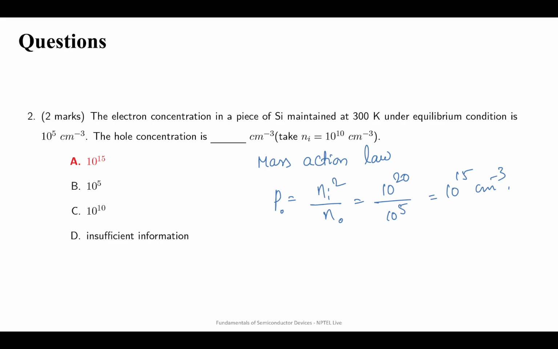So the answer to this is 10 to the 15 per centimeter cube. Use the mass action law, that is n p equals ni square. So n is given as 10 to the 5, ni is given as 10 to the 10. So p you can calculate as ni square by n, that is 10 to the 20 by 10 to the 5, that is 10 to the 15 per centimeter cube.